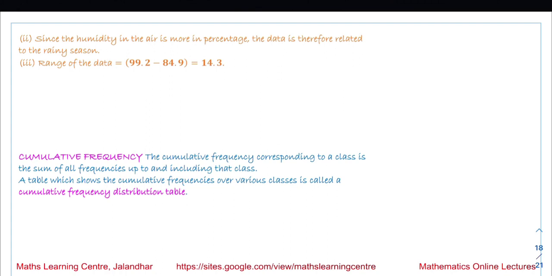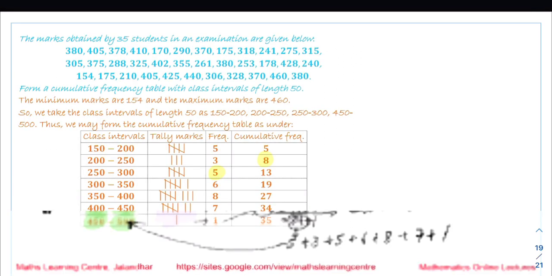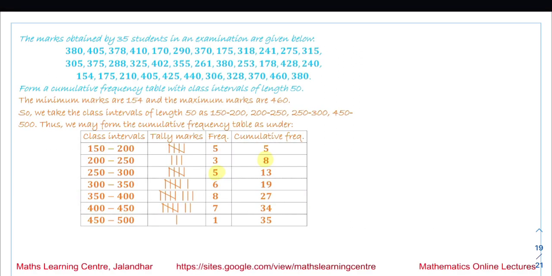So this definition we will explain with the help of an example. And the next definition we have is a table which shows the cumulative frequencies over various classes, called the cumulative frequency distribution table. So what cumulative frequencies are, we will see with this next example. The marks obtained by 35 students in an examination are given. Form a cumulative frequency table with class interval of length 50.